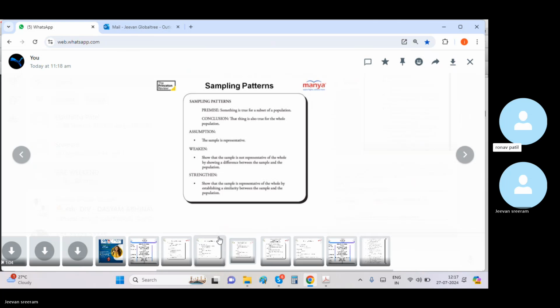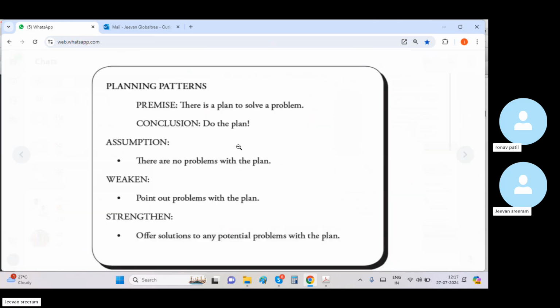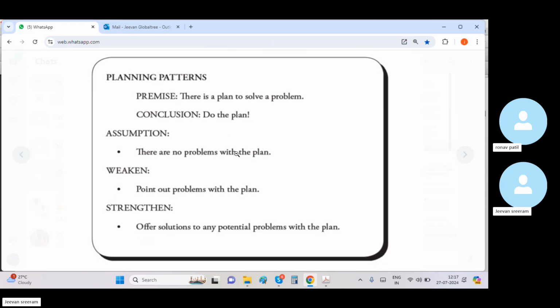The next one is the planning pattern, what we discussed just now. There is a plan to solve the given problem, that is the premise. Conclusion is do the plan. Assumption: there are no problems with the plan. We can point out problems with the plan. To strengthen, offer solutions to any potential problems with the plan. Although the plan has some problems, these are the solutions to overcome the problems associated with the plan. Then that works like a strengthening line. Okay. Correct.